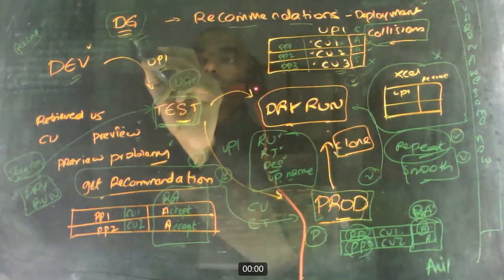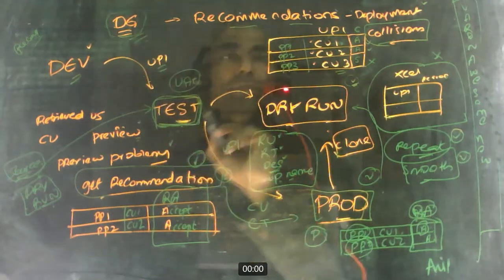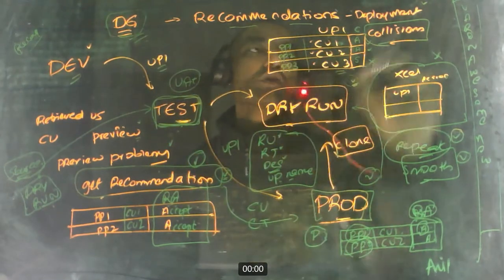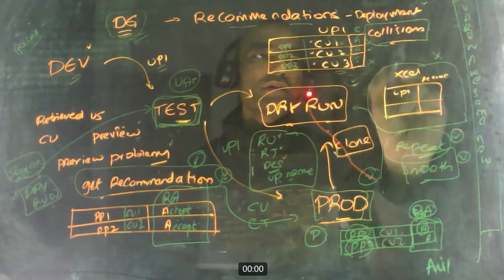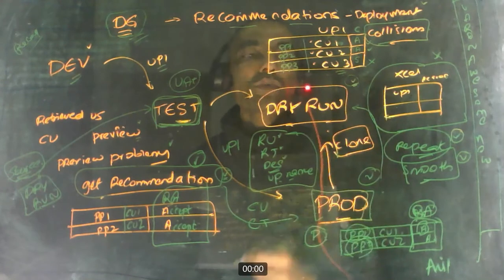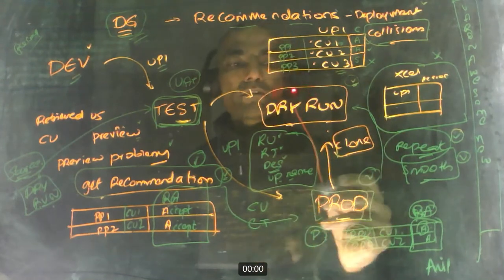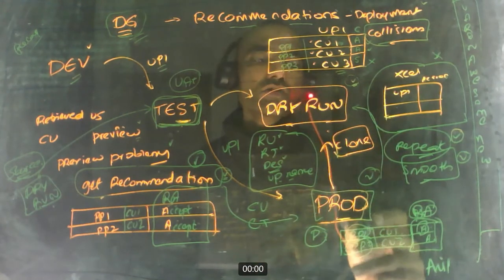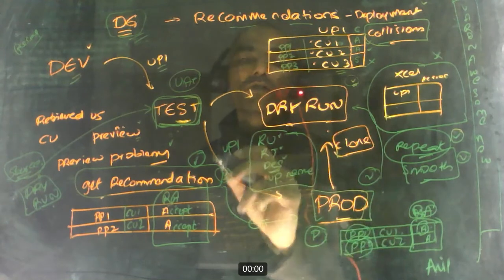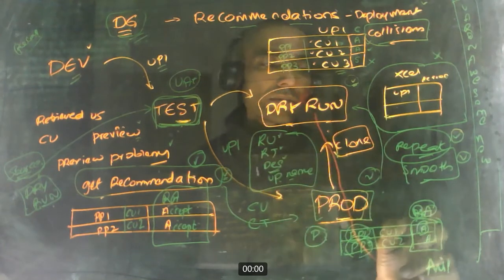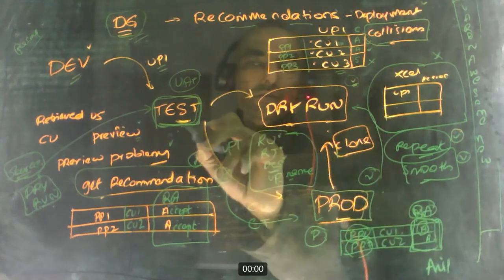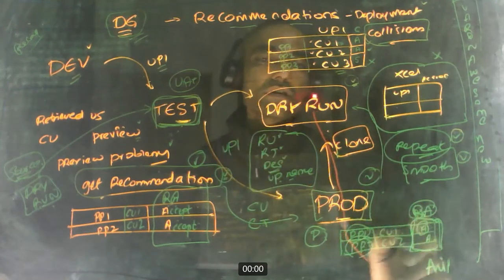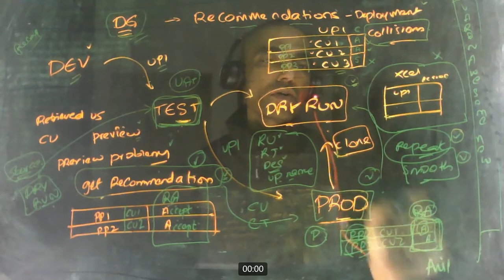This is a utility called DG, Deployment Genie. It will give you recommendations when you're doing deployments, and if you encounter any collisions as part of the preview. So how does it work? It will verify the collisions or preview problems from the source instance, and then it will tell you what action was taken as part of deployment to the source instance. So you can take the same steps during the production deployment or direct deployment.